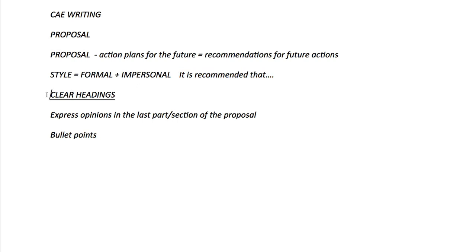In the proposal, you can write some clear headings which help the examiner understand what you are writing about. It also helps you, while you are writing your answer, to be clear about the part that you are doing. Is it the introduction? Is it talking about the current situation? Or is it talking about future recommendations? I suggest that you leave your own opinions to the last part or the last section of the proposal.